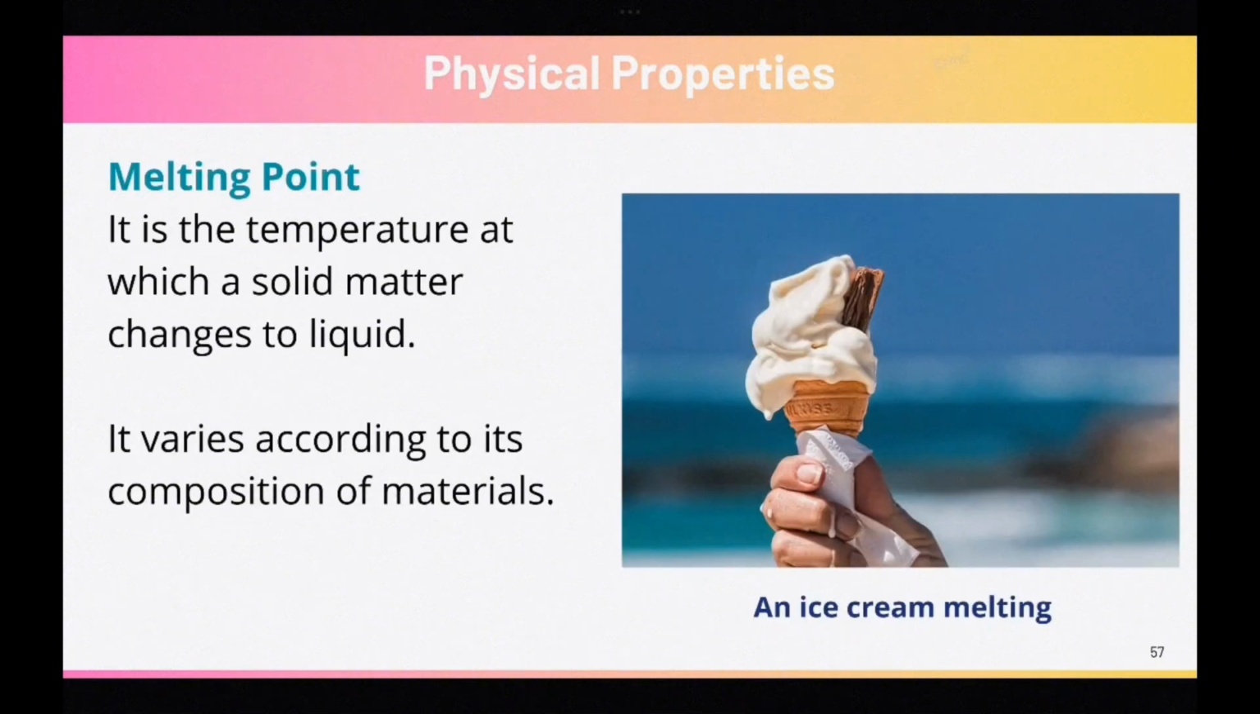Let's go with the melting point. When you say melting point, it's the temperature at which solid matter changes to liquid. It varies according to its composition of materials. This is just an example, using my ice cream. We buy an ice cream and then we observe, right? If we hold that ice cream and it suddenly melts, or you expose it to heat, it turns into a liquid form.